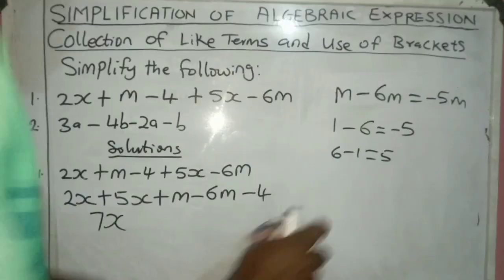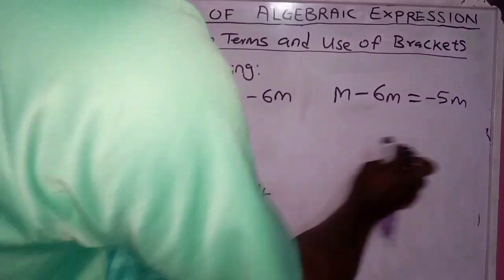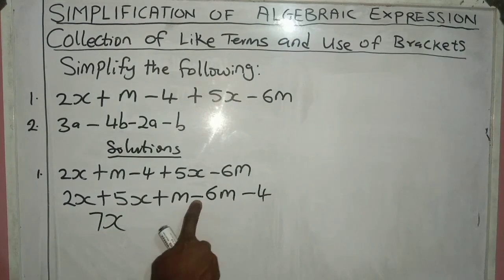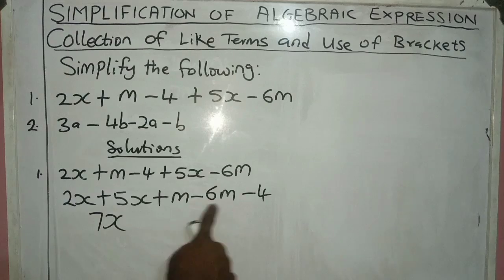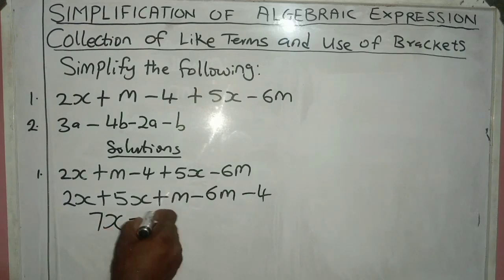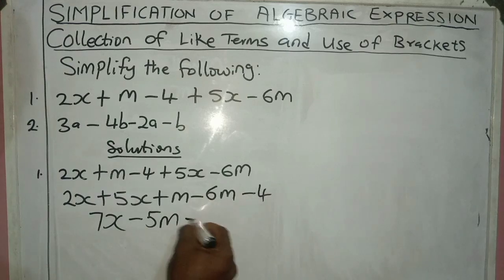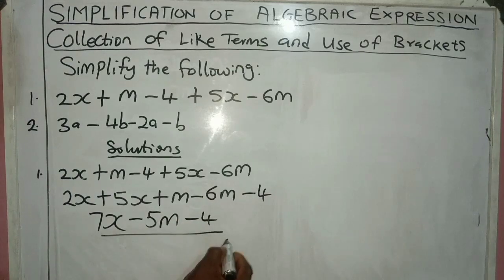We have explained this in the previous videos. Maybe you can still go back to the previous video to see more about this. All right, so we have 7x plus 5x, that will give us 7x. Then 1m minus 6m, small number minus a big number, that will give us a negative 5m. Then minus 4.